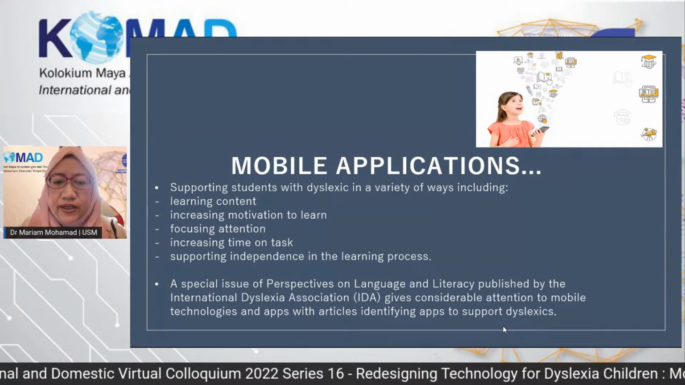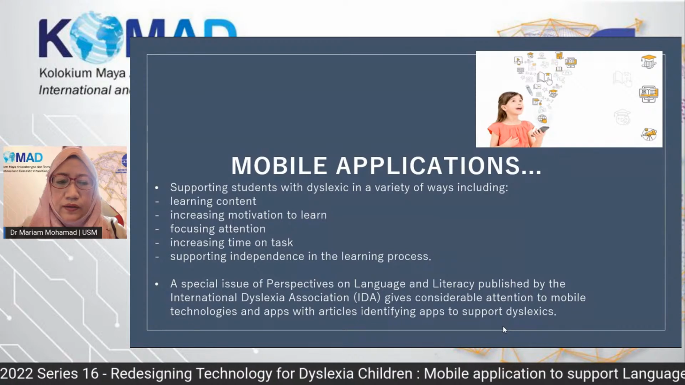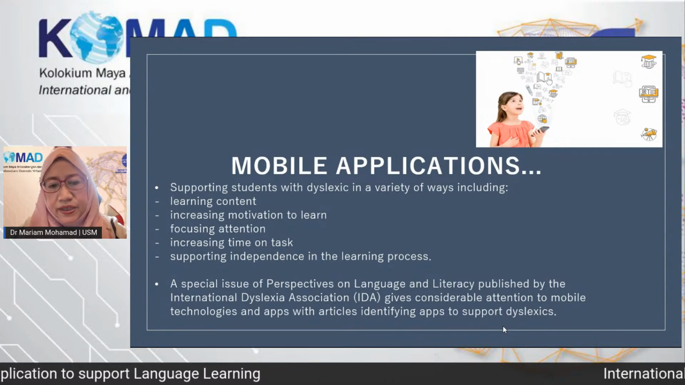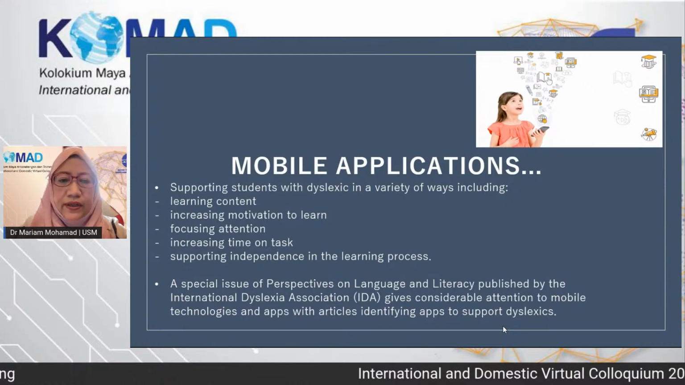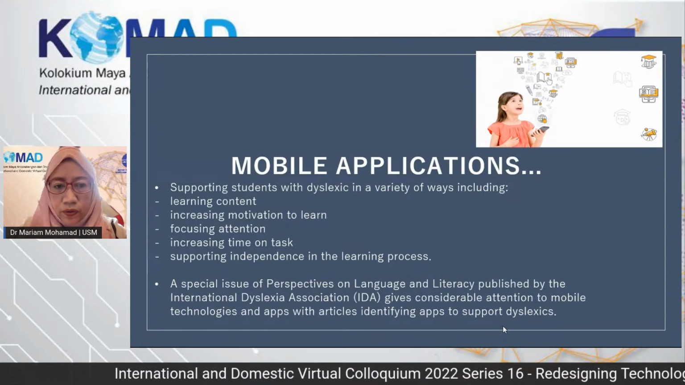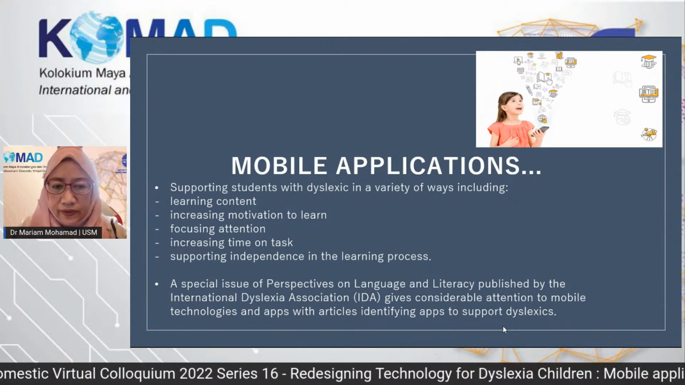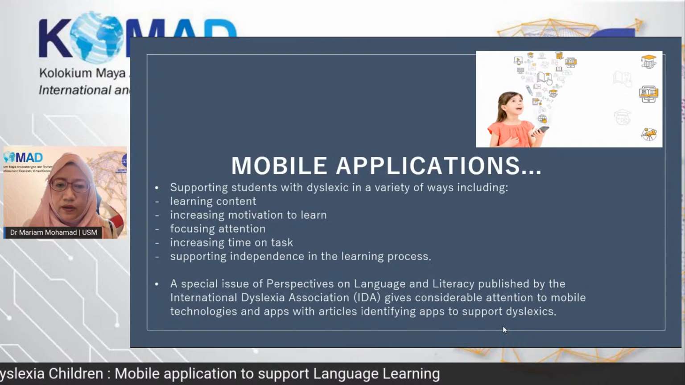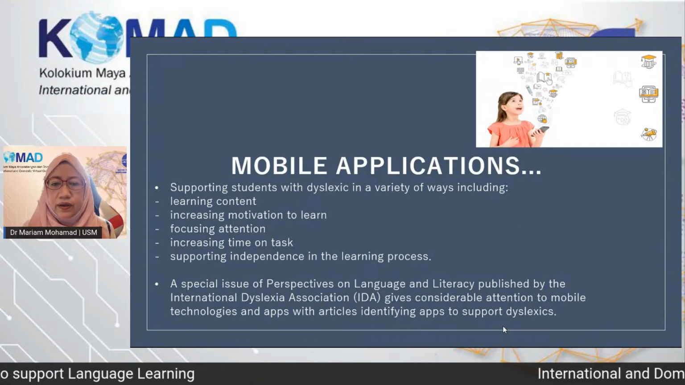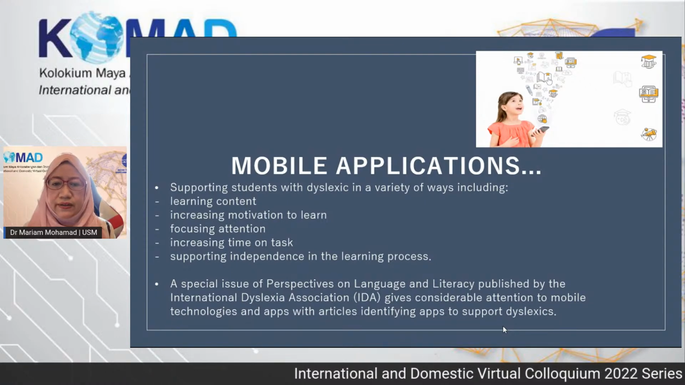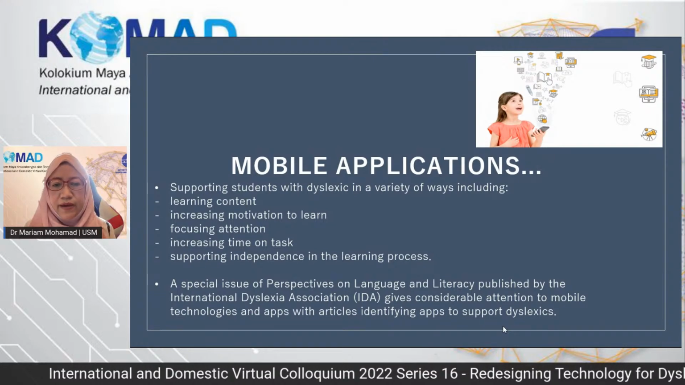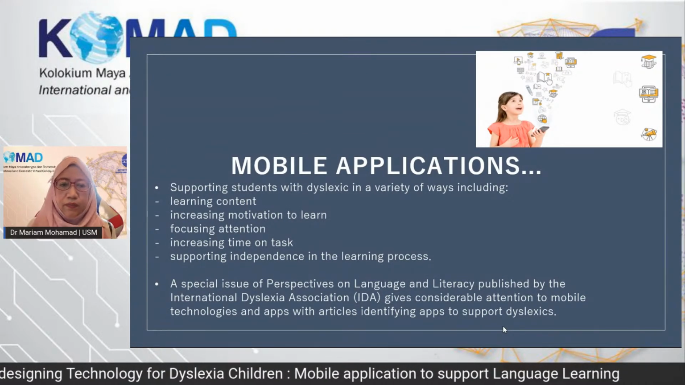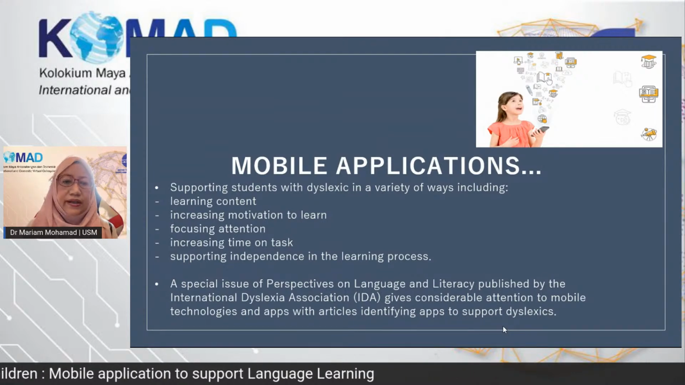And finally, it supports independent learning, because children usually need a lot of guidance from teachers and also from parents. But mobile applications in some way can help increase the independence of children to learn on their own, with minimal guidance from the teachers and also the parents. Because of these affordances of mobile applications, the International Dyslexia Association supports a special issue about perspectives on language and literacy, about the use of mobile technologies and mobile apps to support dyslexic children. So you can refer to this journal to find other publications about recent mobile apps or mobile technology for dyslexic children.